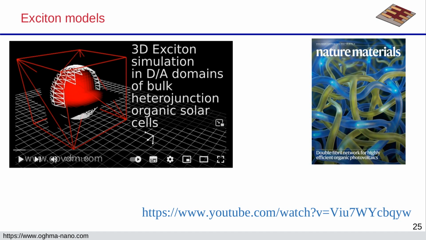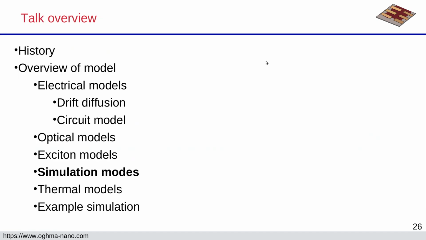Exciton models. It's got exciton models in it, so you can put the exciton models in 1D in your solar cell, or you can also do 3D exciton simulations if you're trying to model carriers diffusing away from microscopic domains within the bulk heterojunction of whatever material you're interested in. And you can watch this video on that if you want to, which was published on the front cover of Nature Materials.